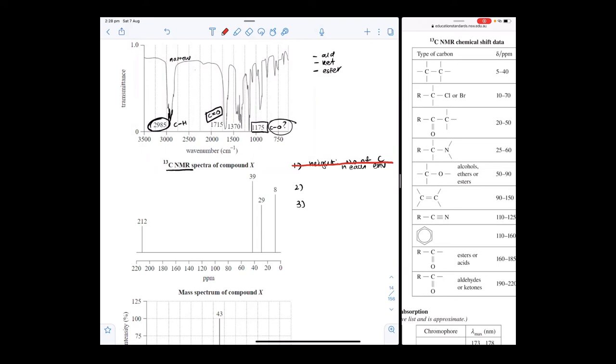Okay, so I'm going to cross that out. This is a case where height doesn't really matter. Do you all see the differing heights? It usually is not in relationship with the number of carbons in each environment, so we don't really have to consider that. So it makes life easier for you and me.